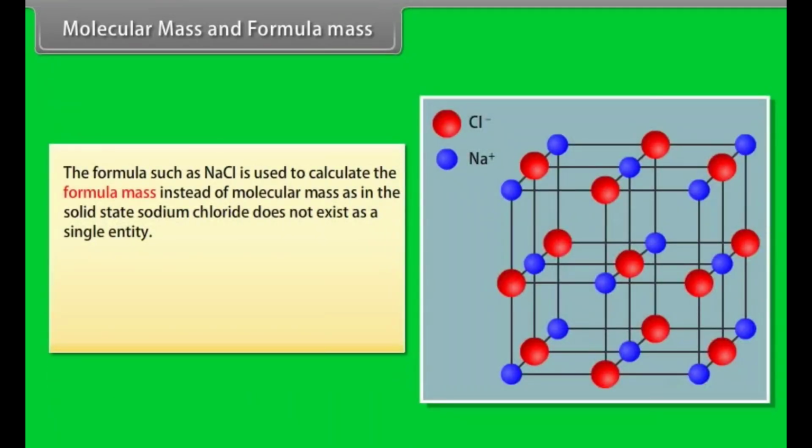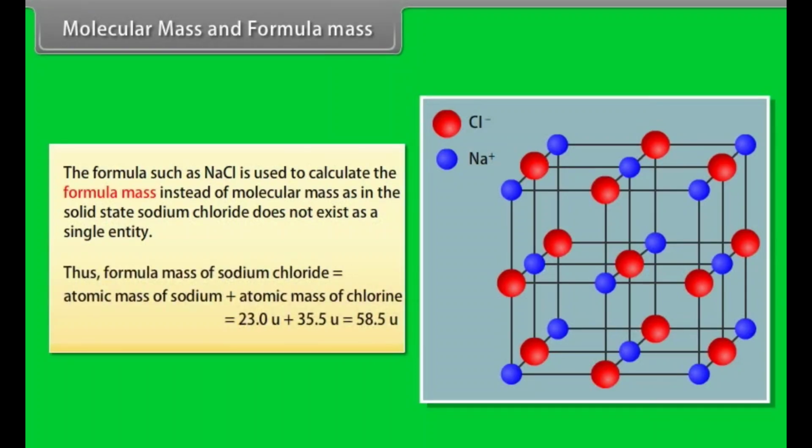which is equal to 18.02 u. The formula such as NaCl is used to calculate the formula mass instead of molecular mass, as in the solid state sodium chloride does not exist as a single entity. Thus, formula mass of sodium chloride is equal to atomic mass of sodium plus atomic mass of chlorine, which is equal to 23.0 u plus 35.5 u, which is equal to 58.5 u.